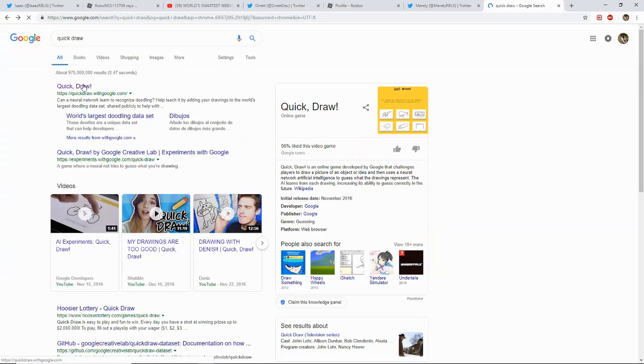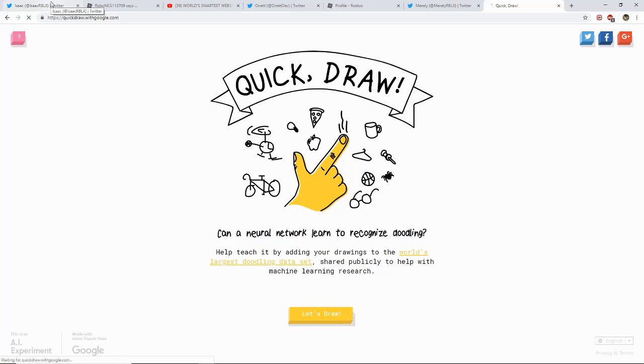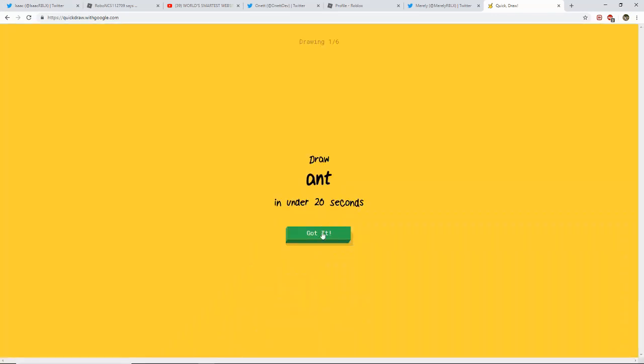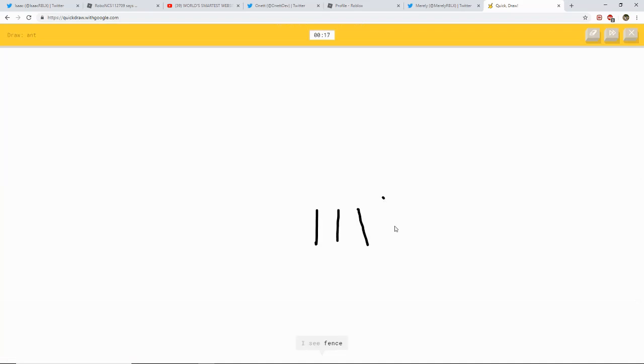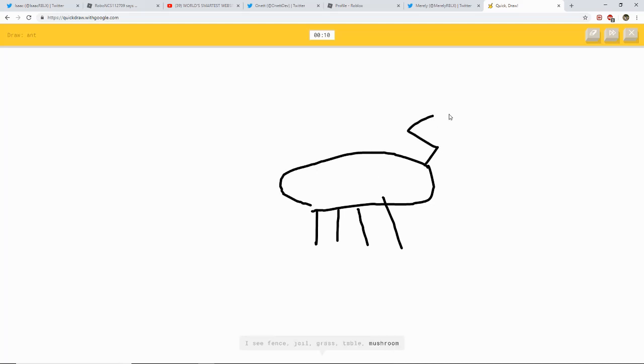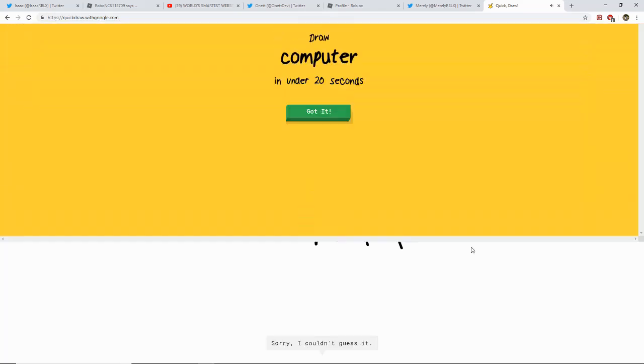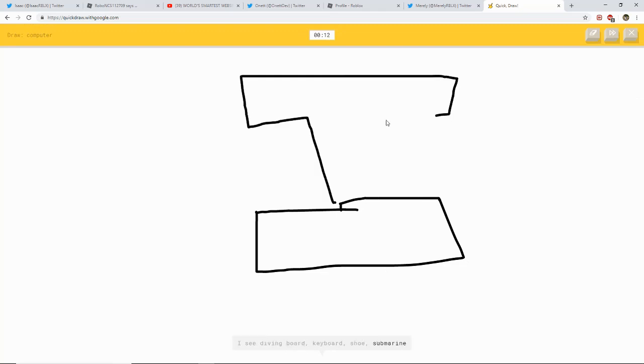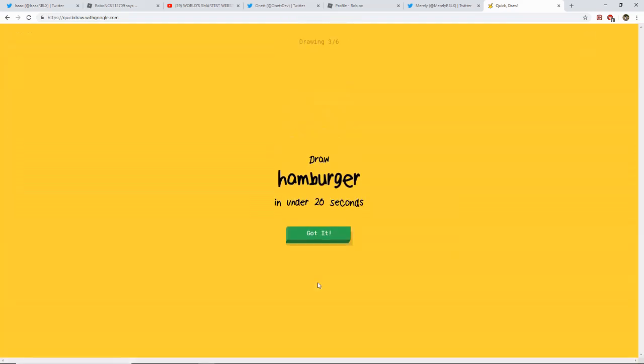Let's go into Quickdraw again. I see fence, or jail, or grass, or table, or mushroom. I see parachute, or sheep, or dog, or cupcake, or cow. I see zebra. Sorry, I couldn't guess it. Oh, okay. So. I see diving board, or keyboard, or shoe, or submarine. Oh, I know. It's computer.